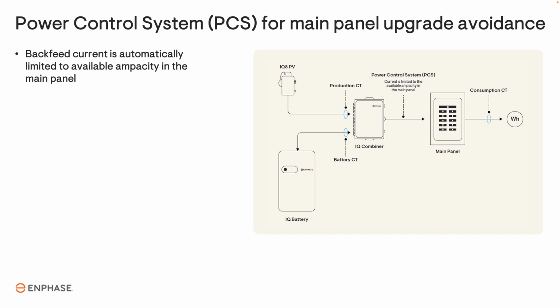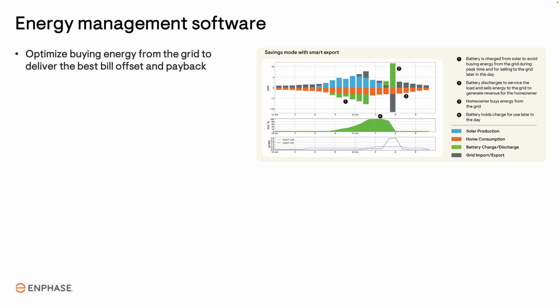With the new Enphase power control technology, you can install extra solar and battery power without the need to upgrade the main panel, which helps keep the project costs down. The Enphase energy management software will optimize buying energy from the grid and selling energy to the grid to maximize savings.